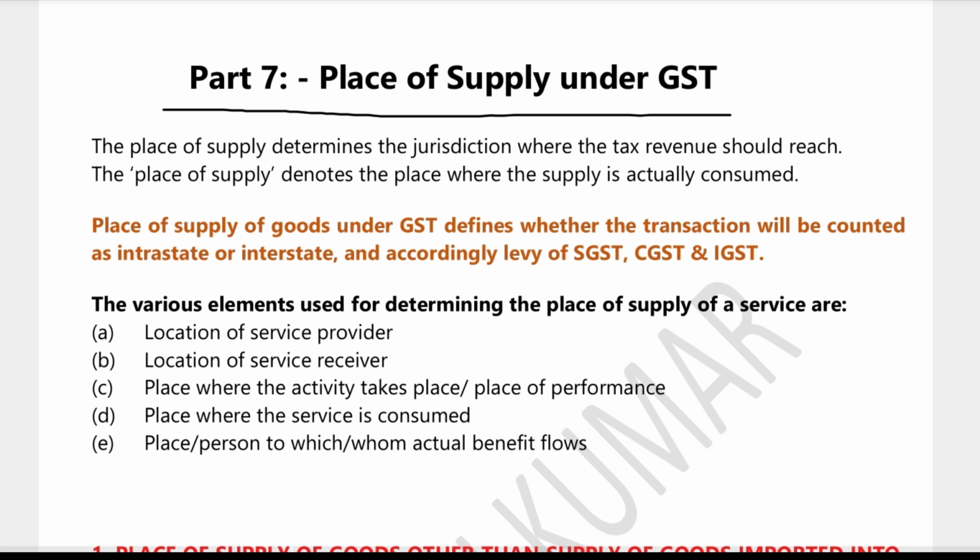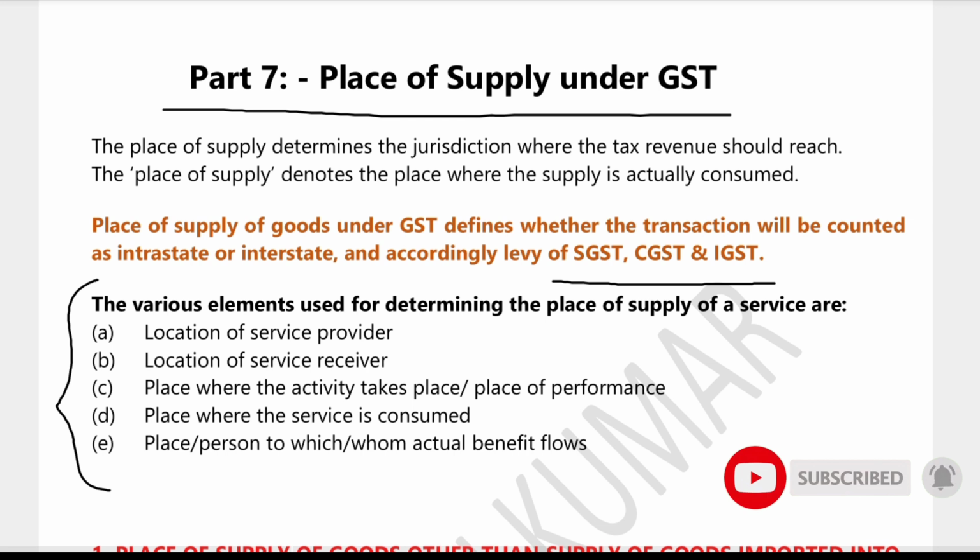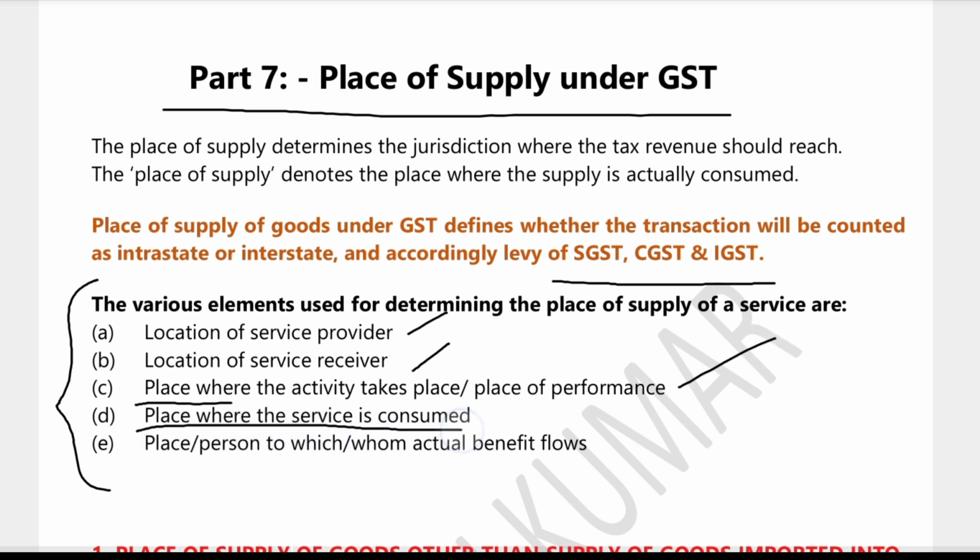If you see in the GST portal, while you are uploading the GST invoice, it will ask for place of supply. So basically, place of supply decides whether you have to charge CGST, SGST or IGST. While deciding the place of supply, there are 5 important elements you need to consider: the location of the service provider, the location of the service receiver, the place where the activity or performance takes place, the place where the service is consumed, and the person to whom the actual benefits flow. You need to consider these 5 things.